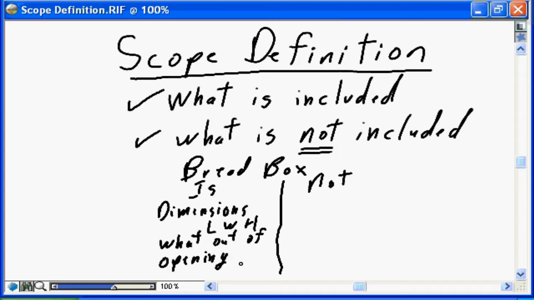that it has an opening on the front, that it hinges from the bottom, and so on. So those are the kind of things we need to define in scope to define what is in scope. But we also need to define what is not in scope.